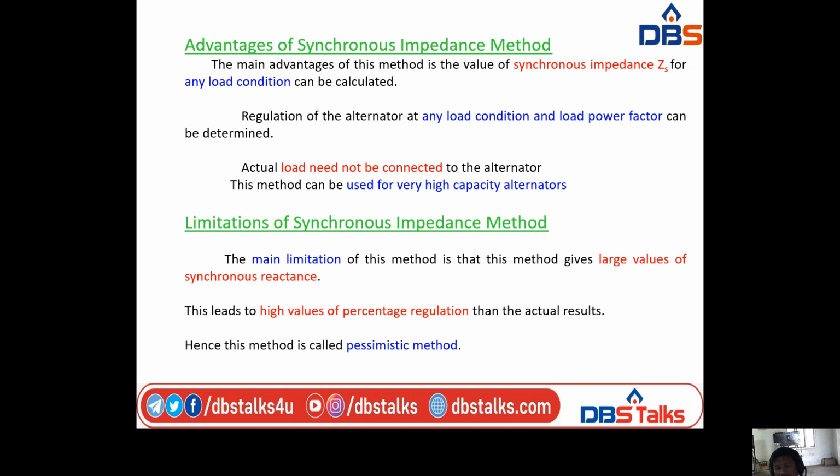So that means it may lead to a high value of percentage regulation. Generally, voltage regulation is as low as possible, but a large value of synchronous reactance may lead to a large value of voltage regulation. So that is not correct. Generally, for a good machine, the voltage regulation should be low.